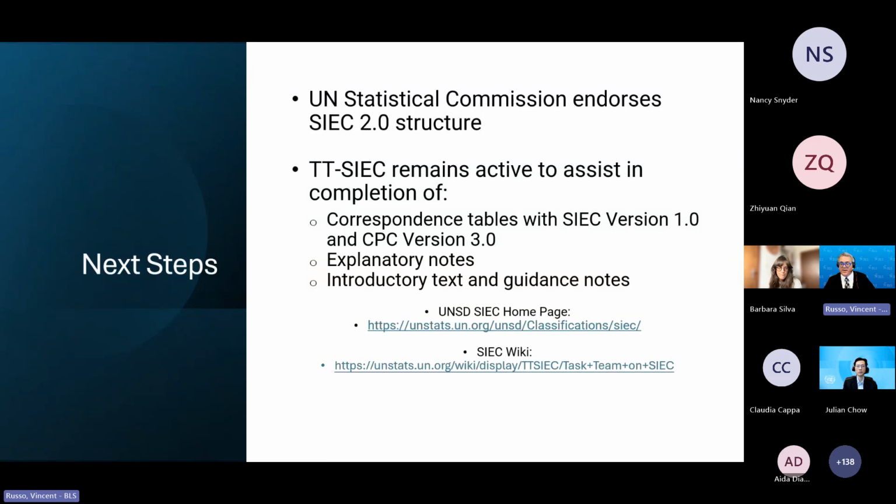For the next steps, the hope and expectation is that the Statistical Commission will endorse the CEC structure in a few weeks, and then the task team will remain active to complete the correspondence tables to align with the previous version of CEC and also the new, recently approved version of the CPC. And writing the explanatory notes and guidance notes remains a significant effort. So there's work that remains, but the structure is largely complete, or is complete really.